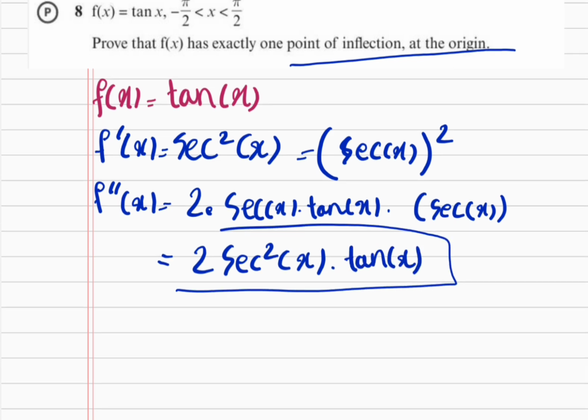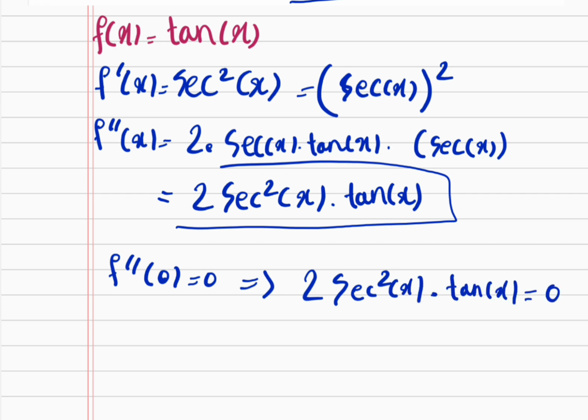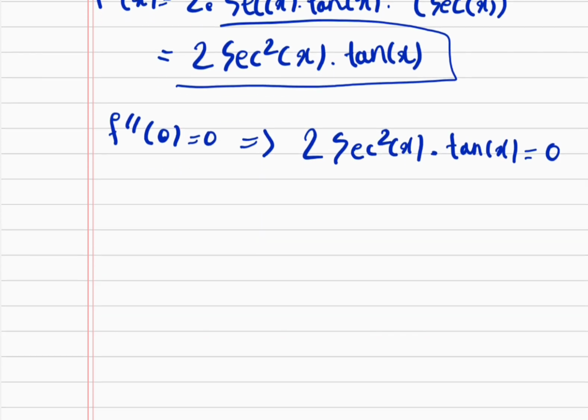Now we want to find the point of inflection, so we need to solve the equation f double dash x is equal to 0. So we set 2 sec squared x times tan x equal to 0. This equation obviously looks a bit nasty, and we don't want to deal with it because it's not in the nicest form. What we can do is rewrite the equation in a different way and then simplify that. So that's the goal here.